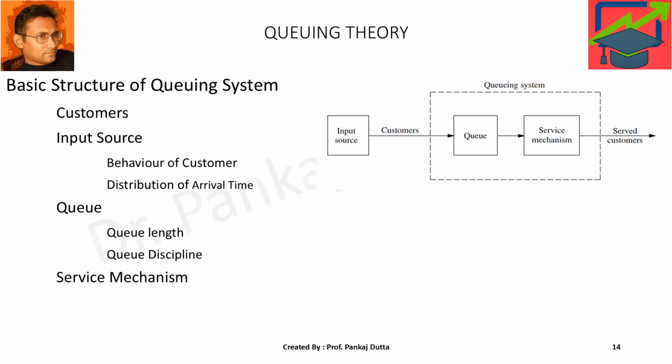The last component of the basic queuing structure is the service mechanism. Service mechanism is an arrangement that exists to serve the customers. This arrangement depends on the number of channels or facilities that are there to provide the service and in how many phases the service is provided. There can be a single channel or single facility to provide the service, or there can be multiple channels or multiple facilities to provide the service.